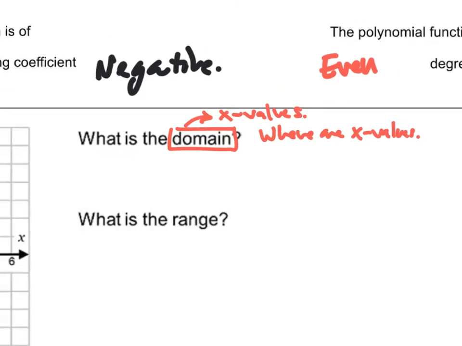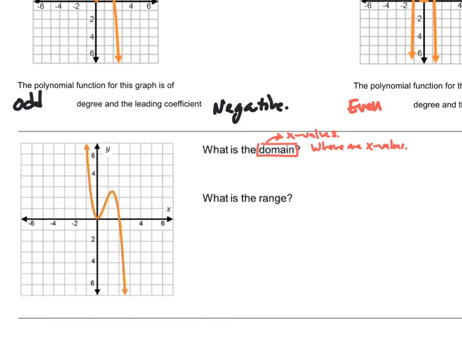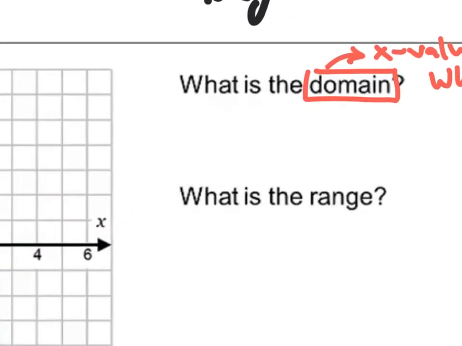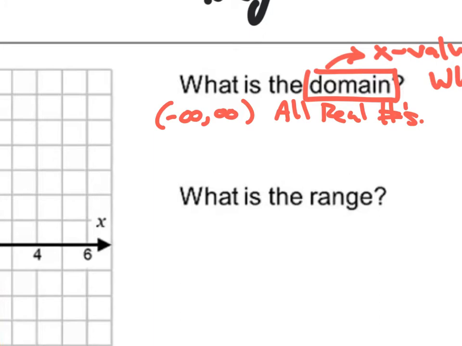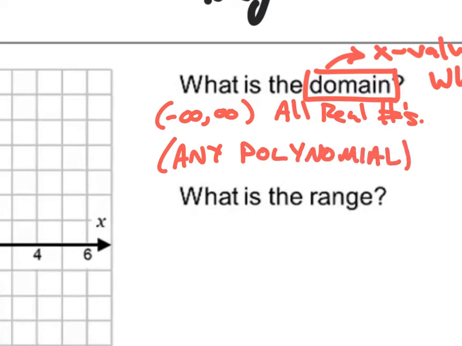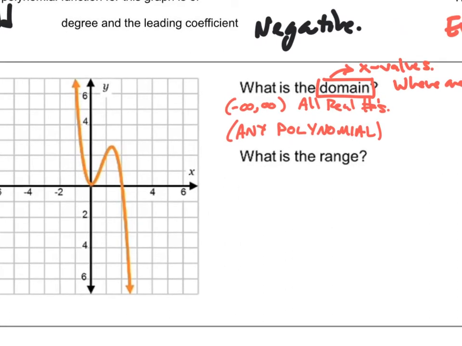Okay, and the unique thing about any polynomial is that the domain is going to be from negative infinity to positive infinity. Another way of saying that is all real numbers. This is the case for any polynomial. Any polynomial is going to have the domain be the set of all real numbers, from negative infinity to positive infinity. And the question is, what is the range?